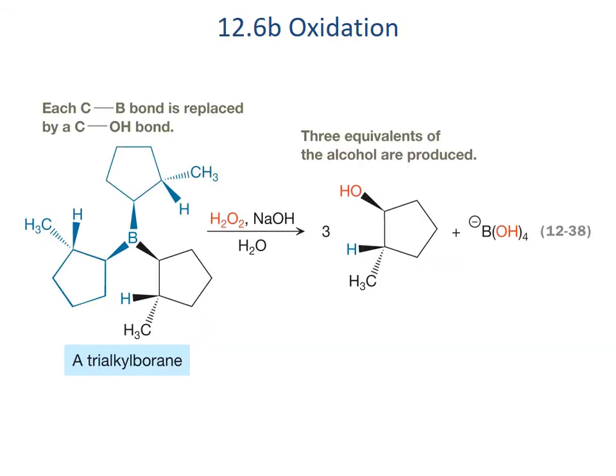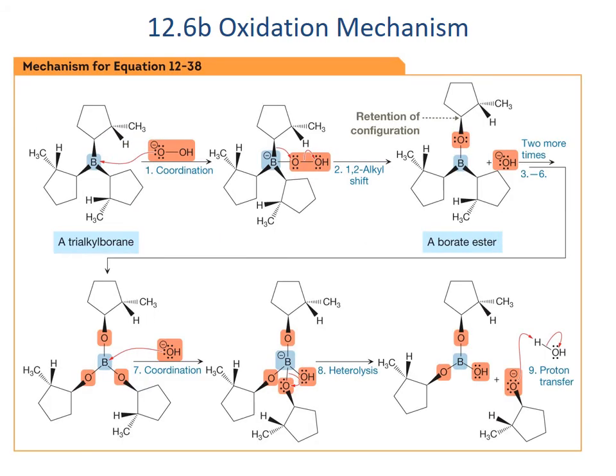The trialkyl borane formed is, of course, not an alcohol, but we can convert that trialkyl borane to an alcohol through oxidations. Boron and oxygen form stable bonds.